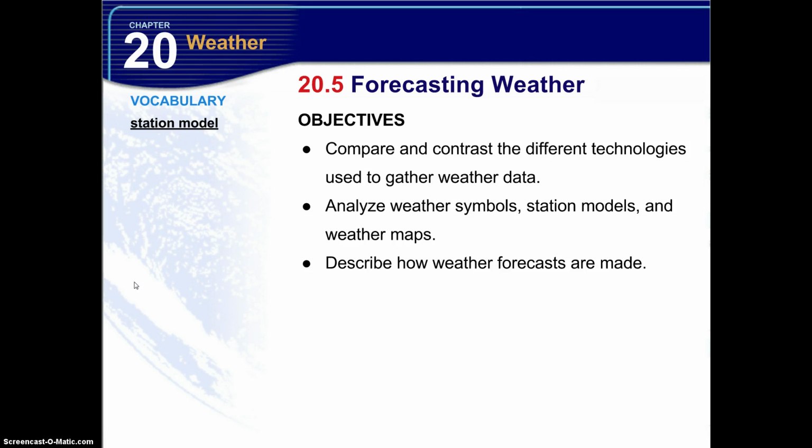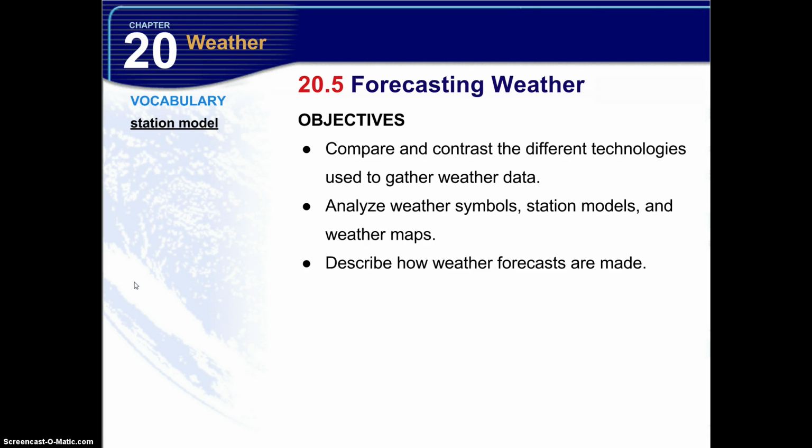Alright, the final section in Chapter 20, 20.5, Forecasting Weather. Now we only have one vocabulary term, station model. Make sure you have that in your lab notebooks as well before we begin. Now we'll have several lab activities and map activities to support these sections for this chapter. So even though we might be taking notes, we're going to learn more and more about each one of these characteristics and each one of these sections in those activities.